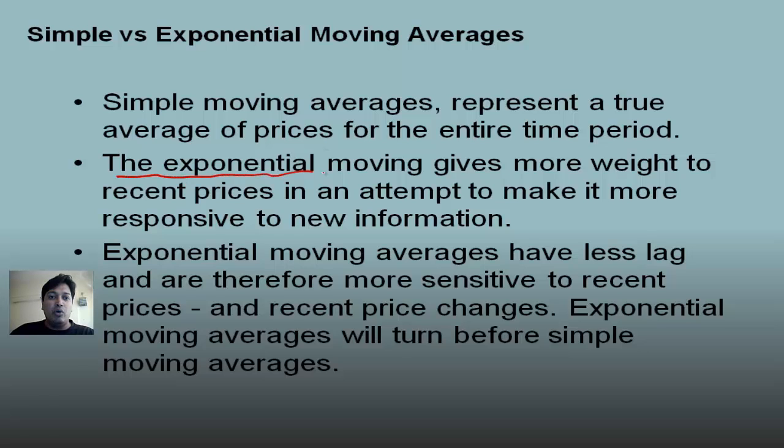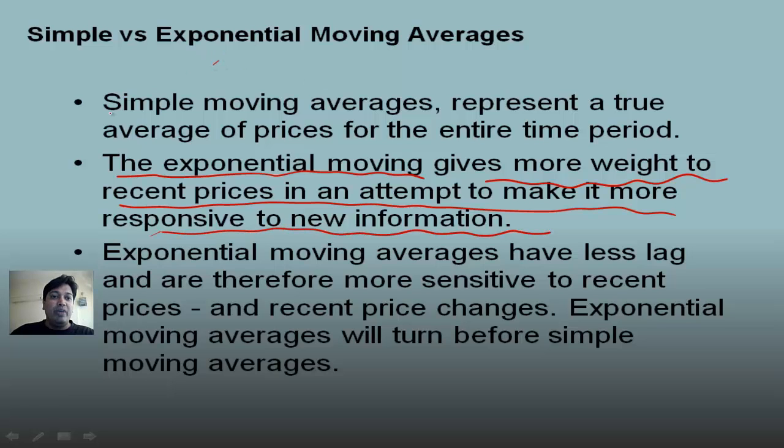Now there is a technique in which you can factor in the recent events, and hence the exponential moving average was born. What an exponential moving average actually does is give more weightage to the recent prices in an attempt to make it more responsive to new information. In a simple moving average, all the data is given the same weightage, but in an exponential moving average, recent data is given more weightage.